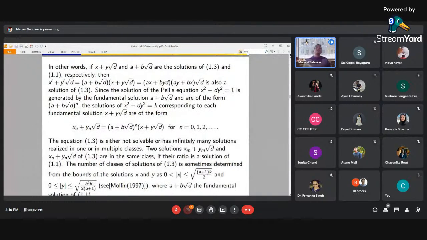If you have a solution xn and yn, then xn plus yn root d is equal to (a plus b root d) to the power n. That is the fundamental solution of that equation in x plus y root d. It looks something like this. That is the exact solution of the Pell's equation.